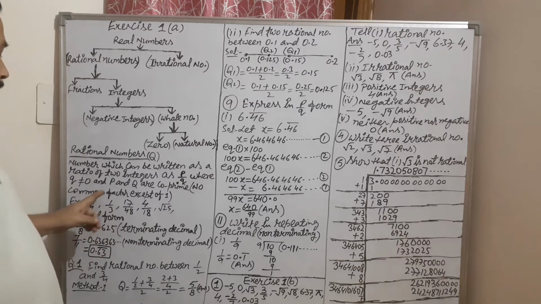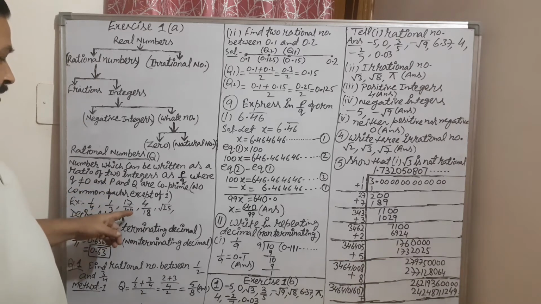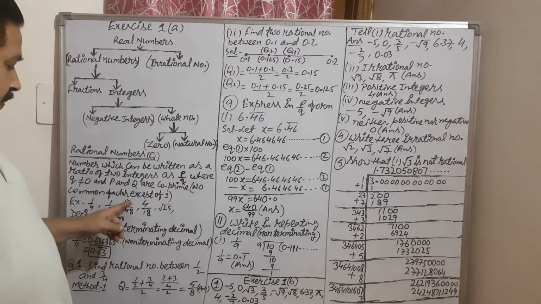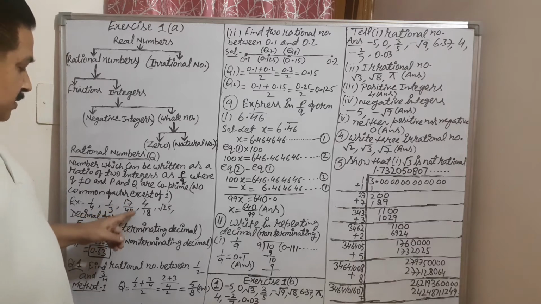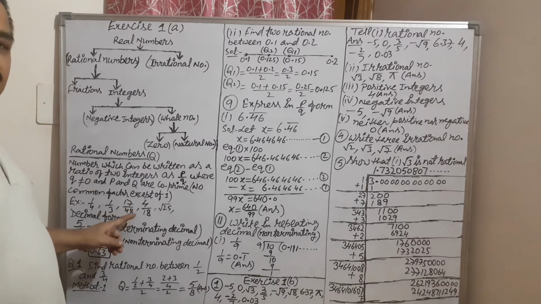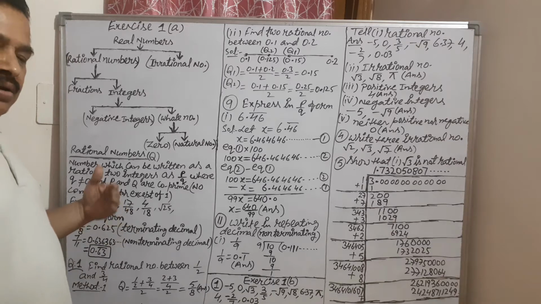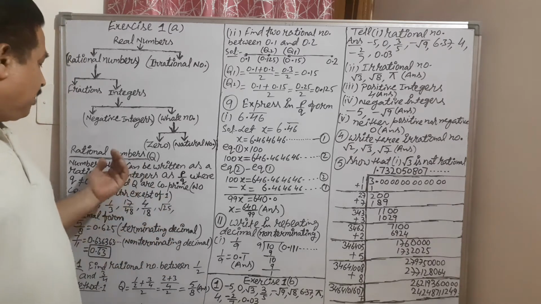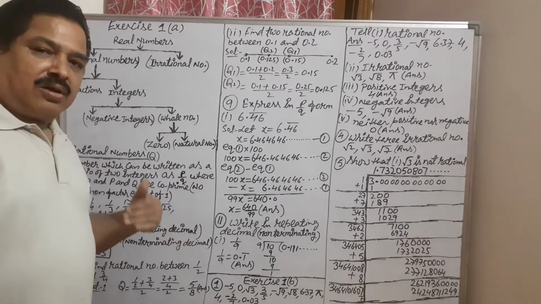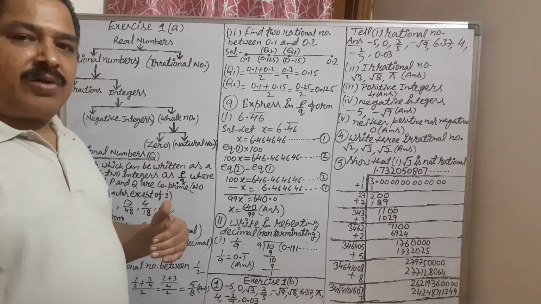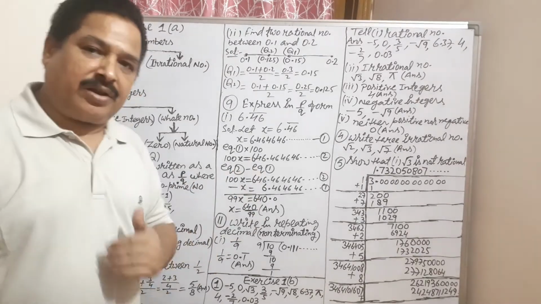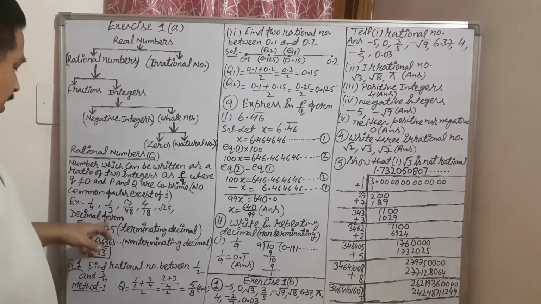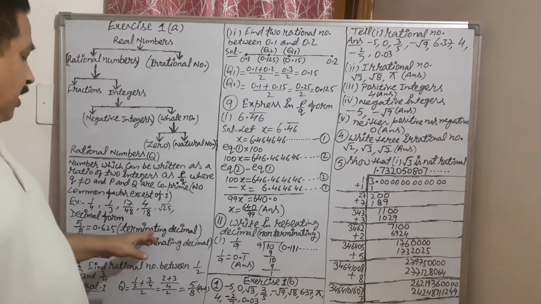See the examples of rational numbers: 1 by 4, 1 by 3. You can see these numbers have no common factors. 17 and 48, they do not have any common factors. Similarly, root 25 is also a rational number because root 25 can be written as 5, and 5 you can write as 5 upon 1.